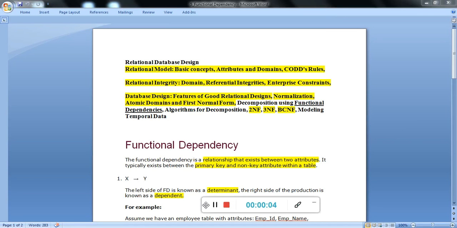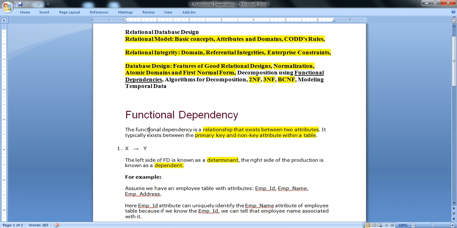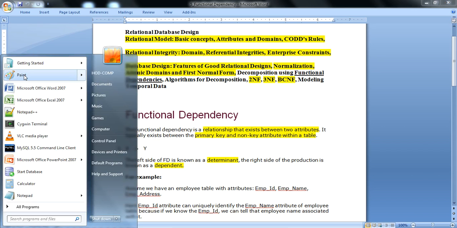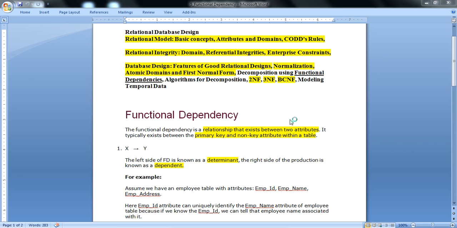Hello everyone. In this lecture we will learn about the concept of functional dependencies. What exactly is a functional dependency in relational database design? A functional dependency is a relationship that exists between two attributes. Then what is meant by attributes? Simply, we can say it is the column name of a table.